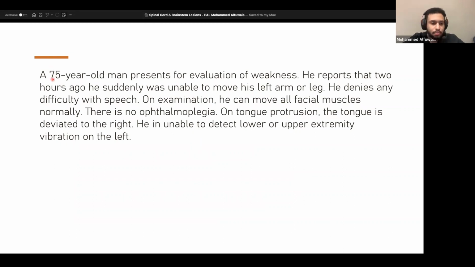So the 75-year-old man presents for evaluation of weakness. He reports that 2 hours ago, he suddenly was unable to move his left arm or leg. He denies any difficulty with speech. On examination, he can move all facial muscles normally. There's no ophthalmoplegia. On tongue protrusion, the tongue is deviated to the right. He is unable to detect lower or upper extremity vibration on the left. Can someone tell me where the lesion is?